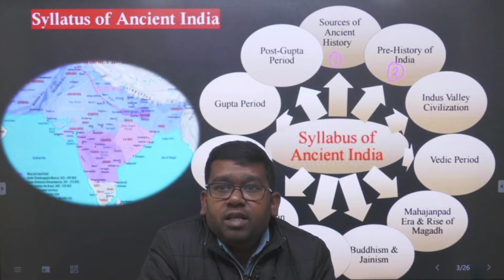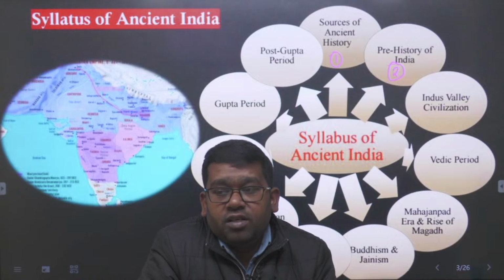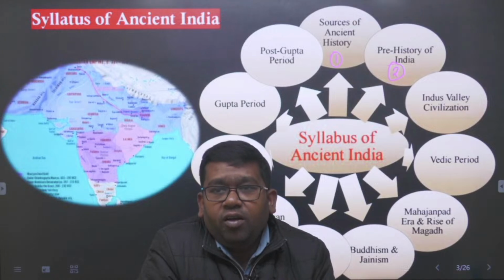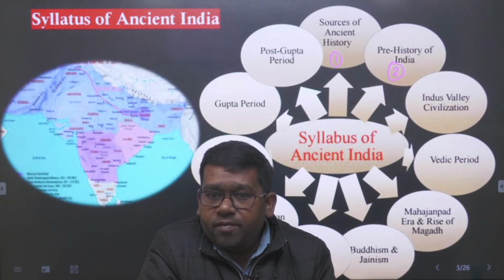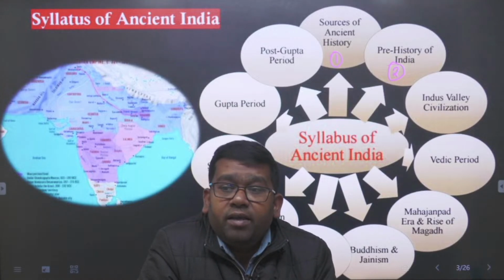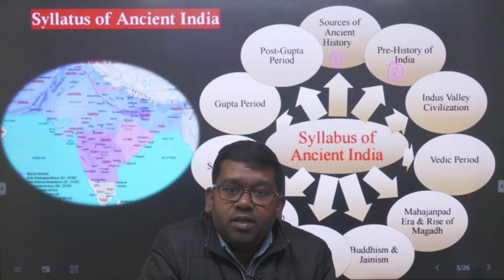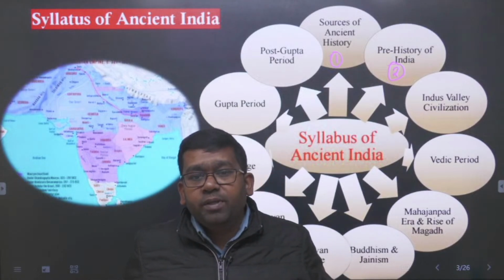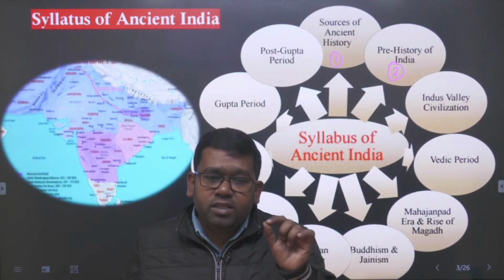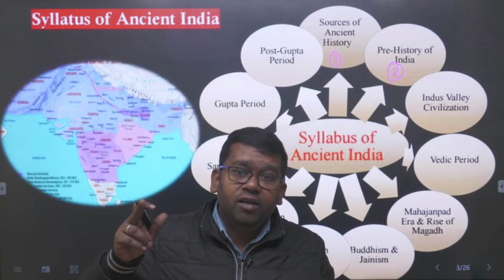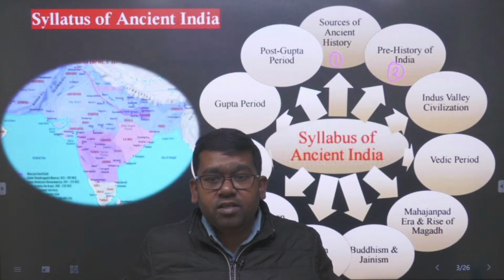In the prelims examination, questions have been asked from the sources. Some questions are such as, what is the Junagadh inscription famous for? The Junagadh inscription was made by Rudradaman, the ruler of the Saka dynasty, a Satrap. This inscription talks about how he repaired the Sudarshan Lake, which was constructed by Chandragupta Maurya.